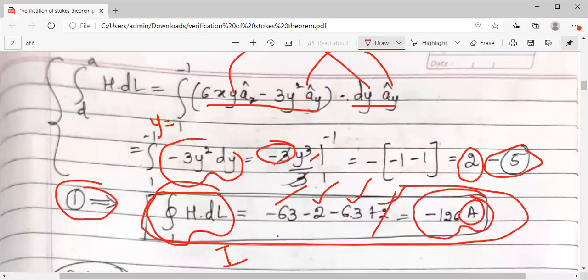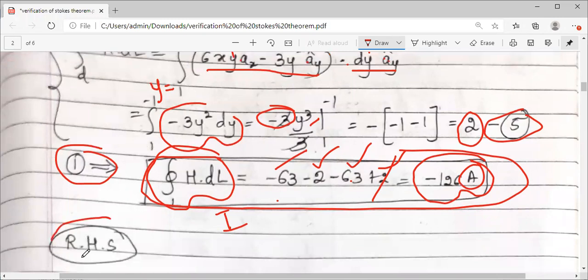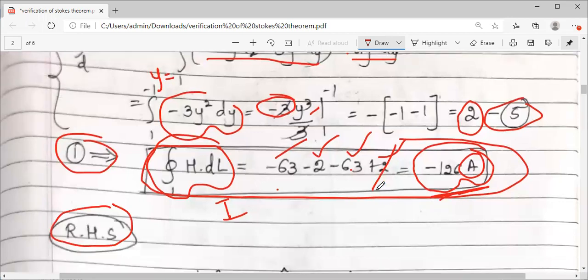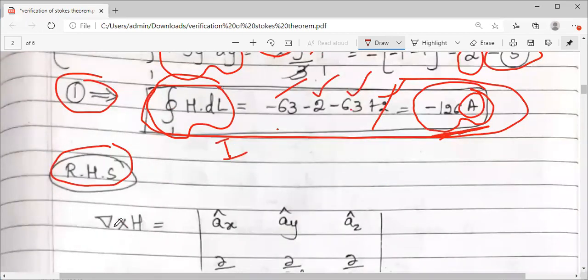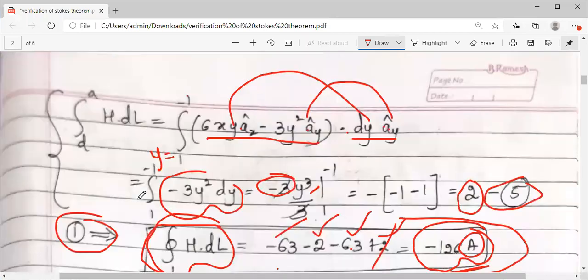Okay. Hope you understood the LHS part of the calculation of Stokes theorem. This resembles the problems that we have been doing since the 2 previous classes. So it may not be much problem for you to understand this loop problem. Okay. Now coming to RHS of the Stokes theorem. So we should prove that on the RHS also you should get -126 amperes because it is verification. So what is RHS?